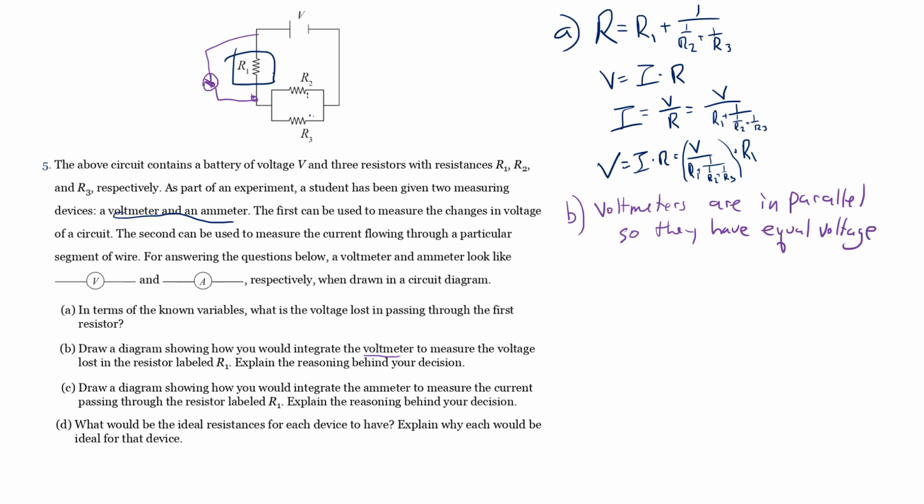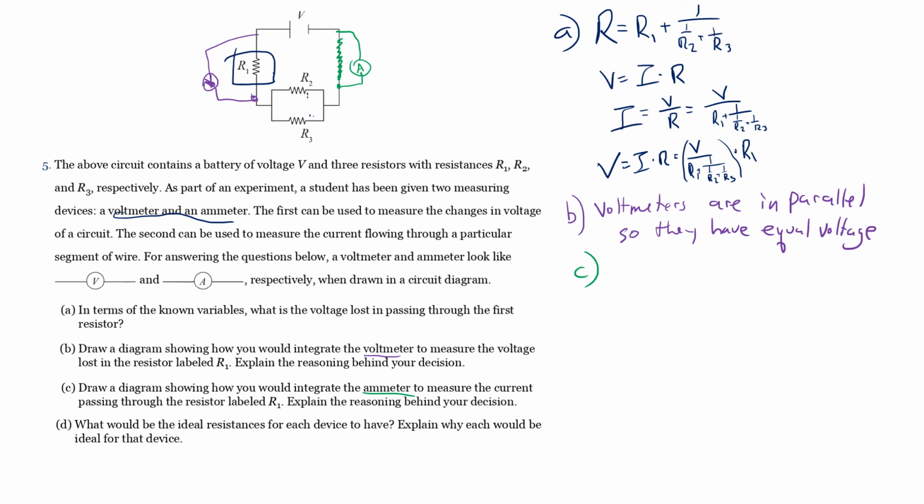Nice. All right, for the next one, part C. Draw a diagram showing how you integrate the ammeter to measure the current passing through the resistor labeled R1. Okay, well we could put it in lots of places and I'm all out of room on the left. I'm going to put it right here. So here's the ammeter. And then what we're going to do is take out this wire. Well, you could just put it on the wire if you want, but any way that represents that is fine. You could also put it right before, right after.